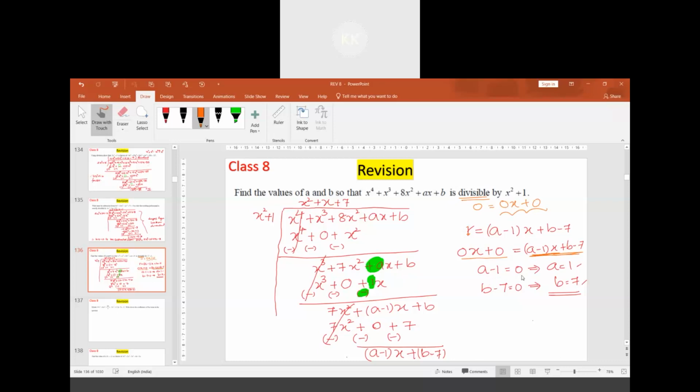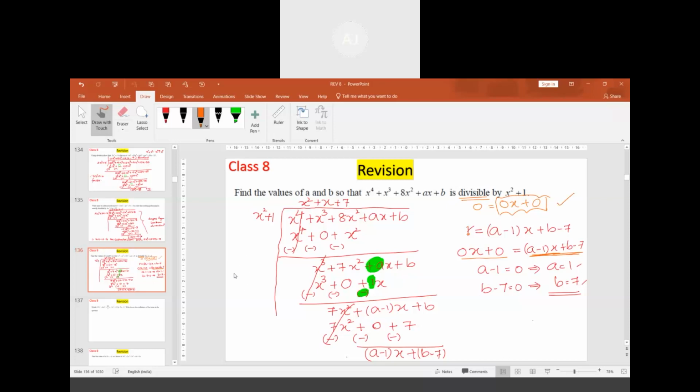So a minus 1 is 0, and b minus 7 is 0. To get the one-to-one comparison, I have written it in this fashion. Is it very difficult?